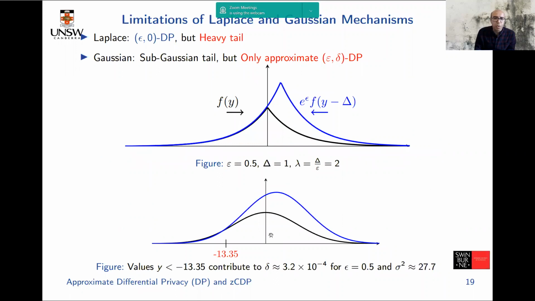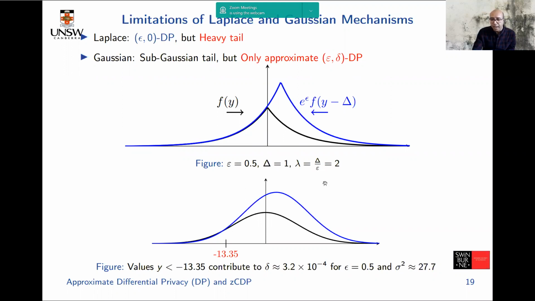So what are the limitations of the Laplace and Gaussian mechanisms? That's the motivation to propose this new mechanism. We know that the Laplace mechanism can reach epsilon DP, but it has a heavy tail, as we see here. Its tail is heavier than the Gaussian mechanism. On the other hand, the Gaussian mechanism has a sub-Gaussian tail, so it has a lighter tail than the Laplace distribution, but it cannot achieve pure epsilon DP. That's a drawback, and it can only achieve approximate epsilon-delta DP.